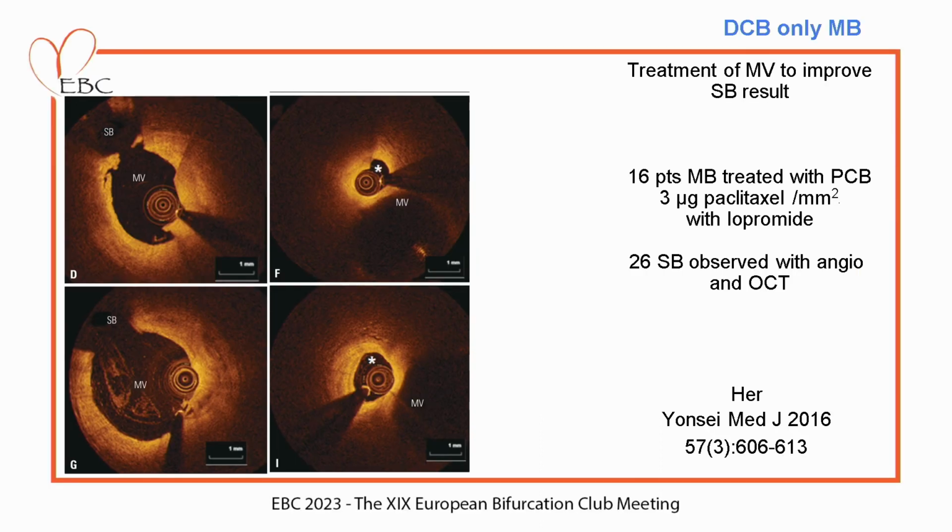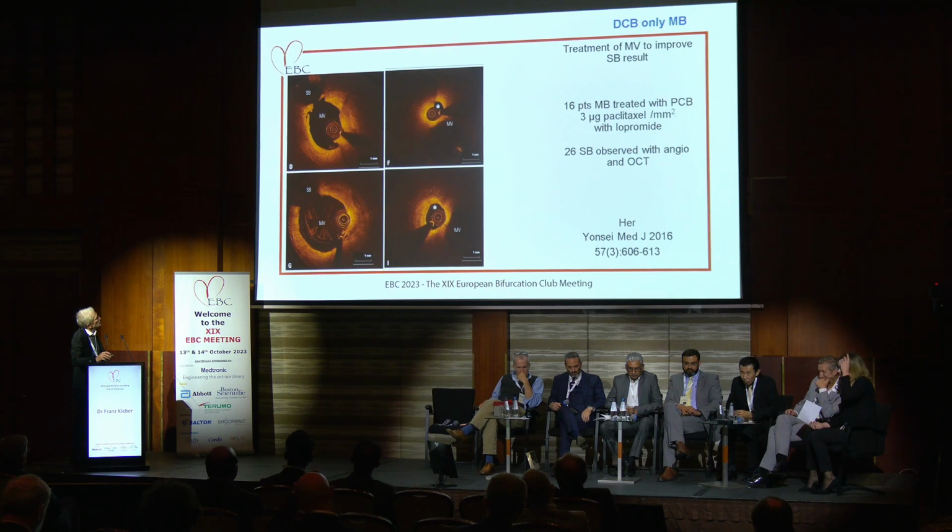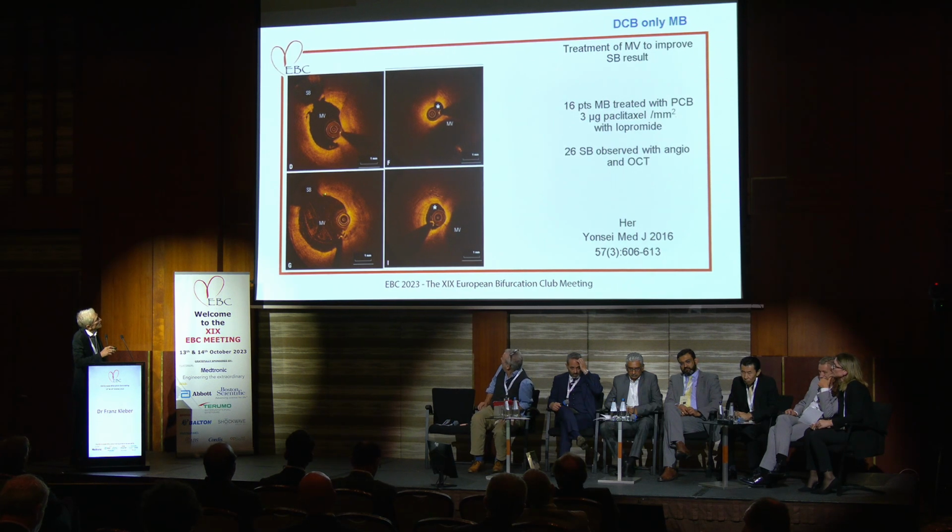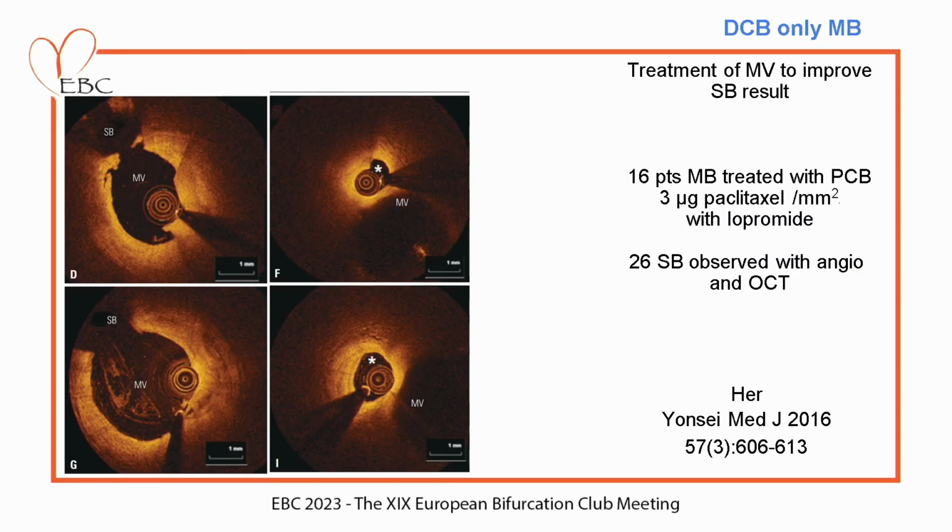Dr. Shin. She published this data, and they basically used the DCB only in the main branch and looked by OCT how the side branches behave. And as you see here on the left, this is the early result with the dissection, and this is the ostium of the side branch initially, and after 9 months follow-up you have this opening of the side branch, which is clear. If you open the vessel by the drug, if you have positive remodeling, also the side branch has to open up, and she could really show this very nicely.